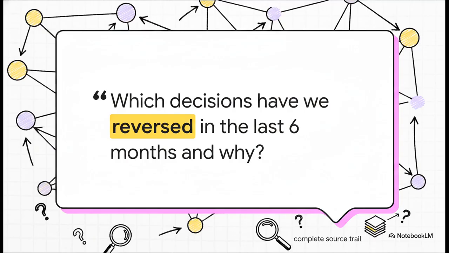Let's look at another incredibly powerful query example. You could ask, which decisions have we reversed in the last 6 months and why? Now, what's so powerful about the way this functions is that every single answer the AI gives you includes a complete source trail. It doesn't just hand you a summary and ask you to trust it blindly. Because of all those interconnected nodes we discussed earlier, you can actually click right through and see exactly where each piece of information came from. So you have absolute transparency and total confidence in the data that's driving your strategy.